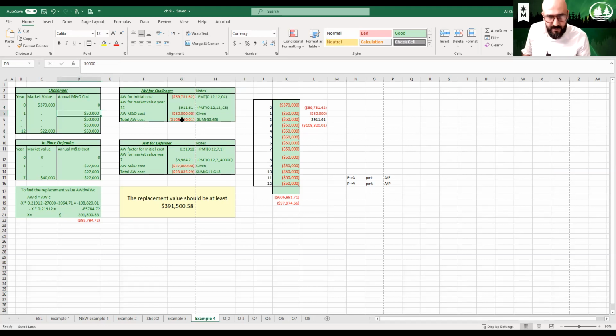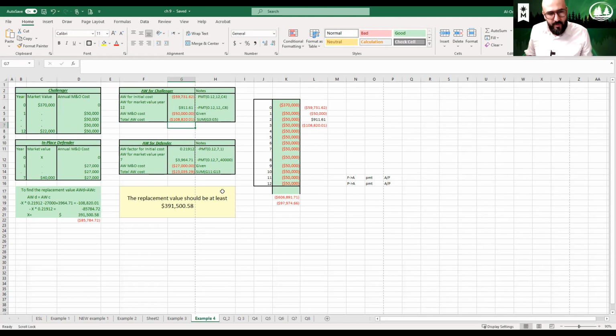So looking into this, the annual worth comes to 108,820. Now let's find out what would be the defender.